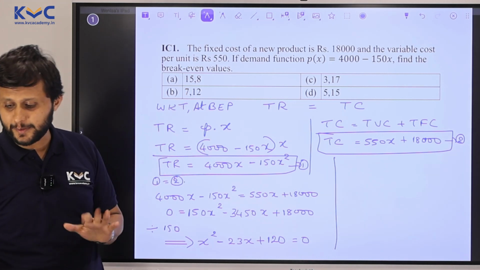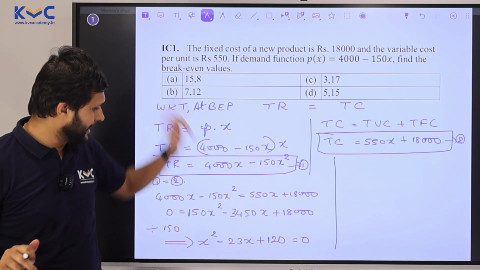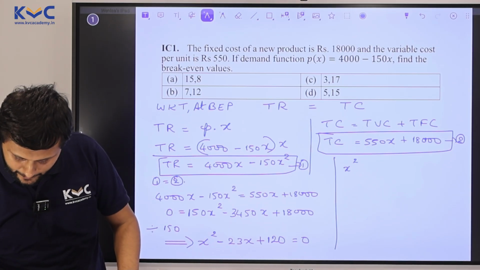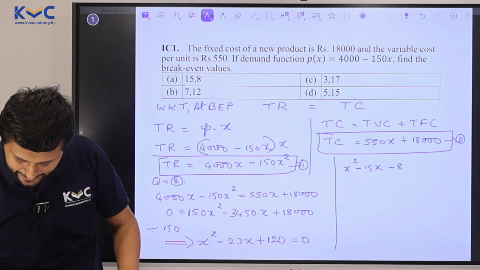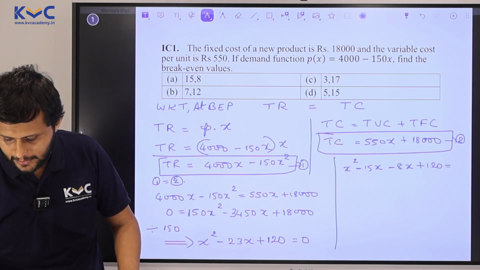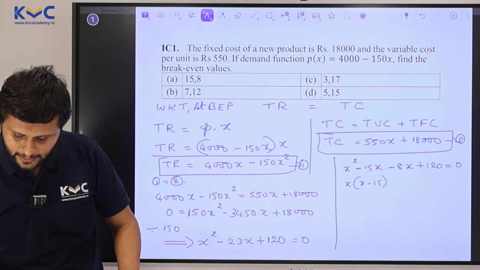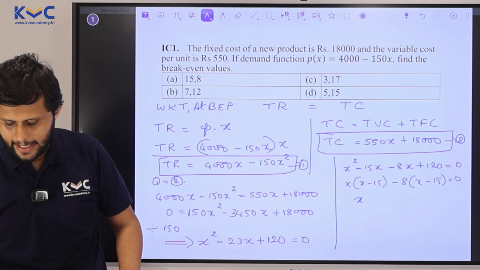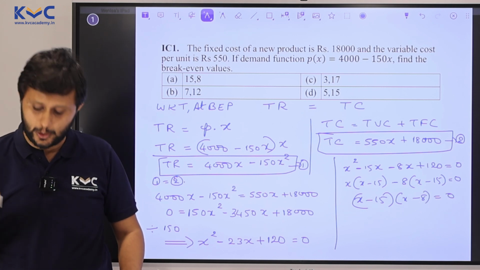We'll take the first option, 15 and 8. 15 into 8 is 120, and 15 plus 8 is 23. So I can split this as x square minus 15x minus 8x plus 120 equal to 0. So we have x outside, x minus 15, minus 8 outside, x minus 15 equal to 0. x minus 15 into x minus 8 is equal to 0.